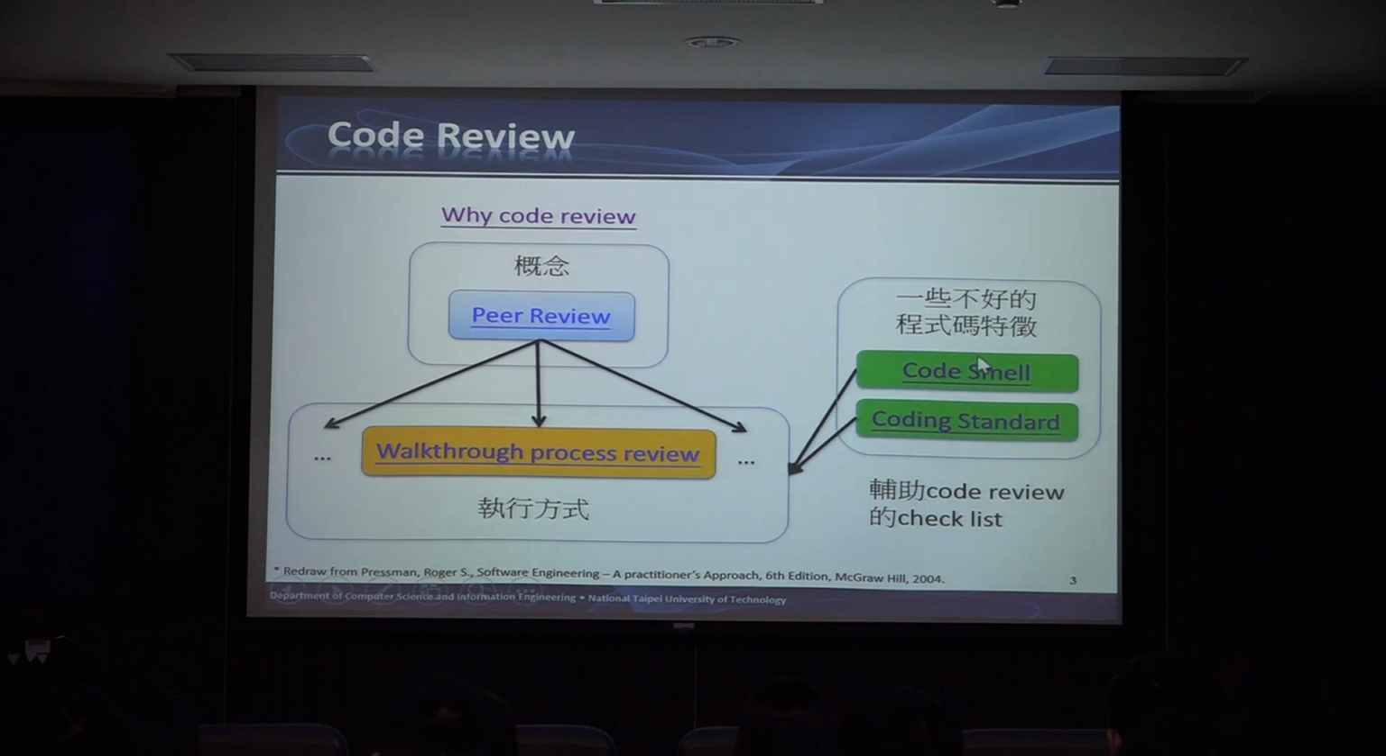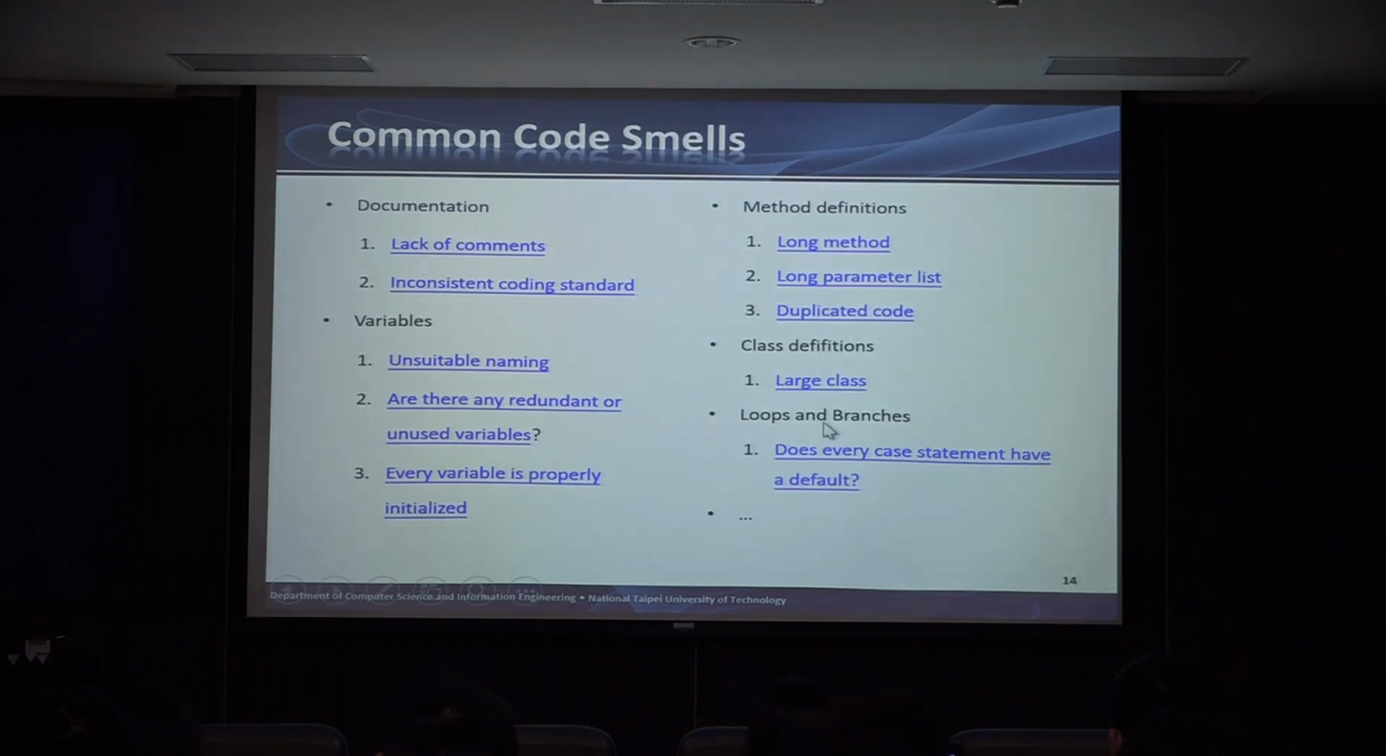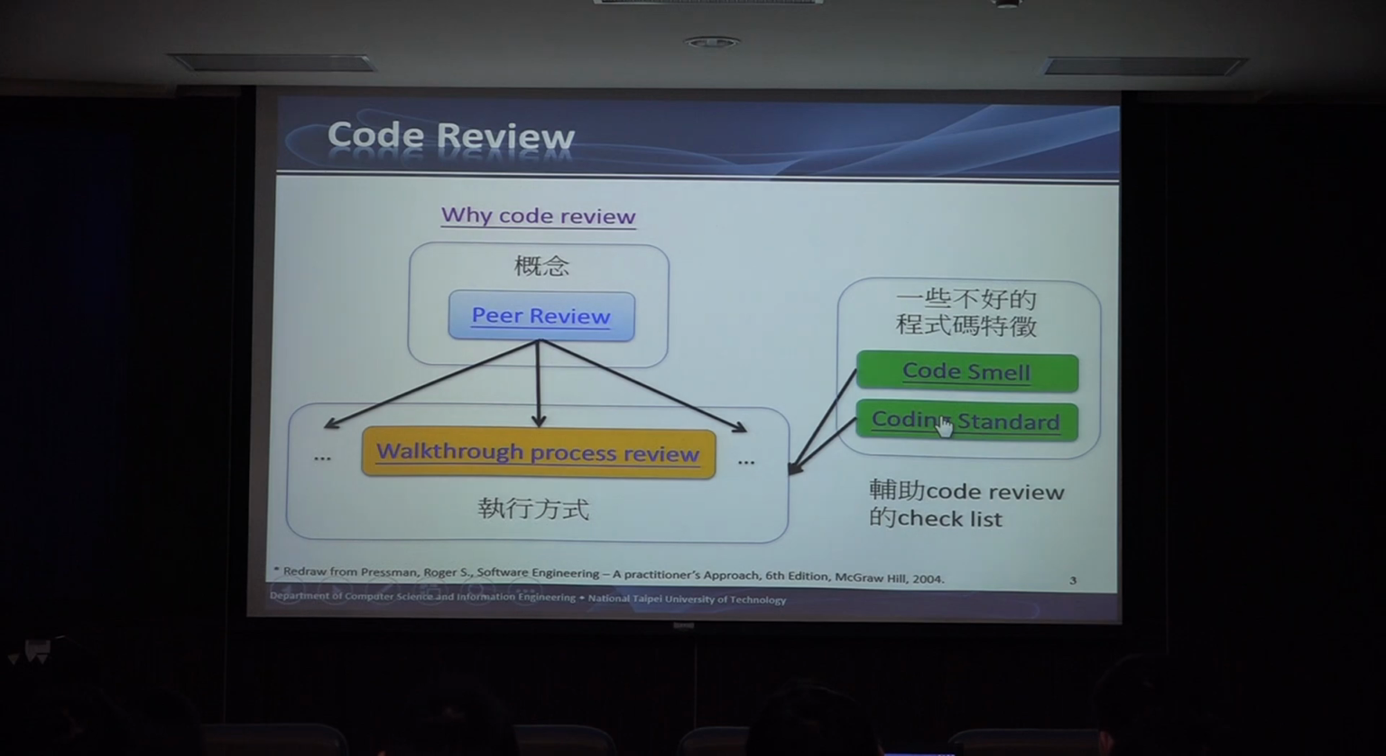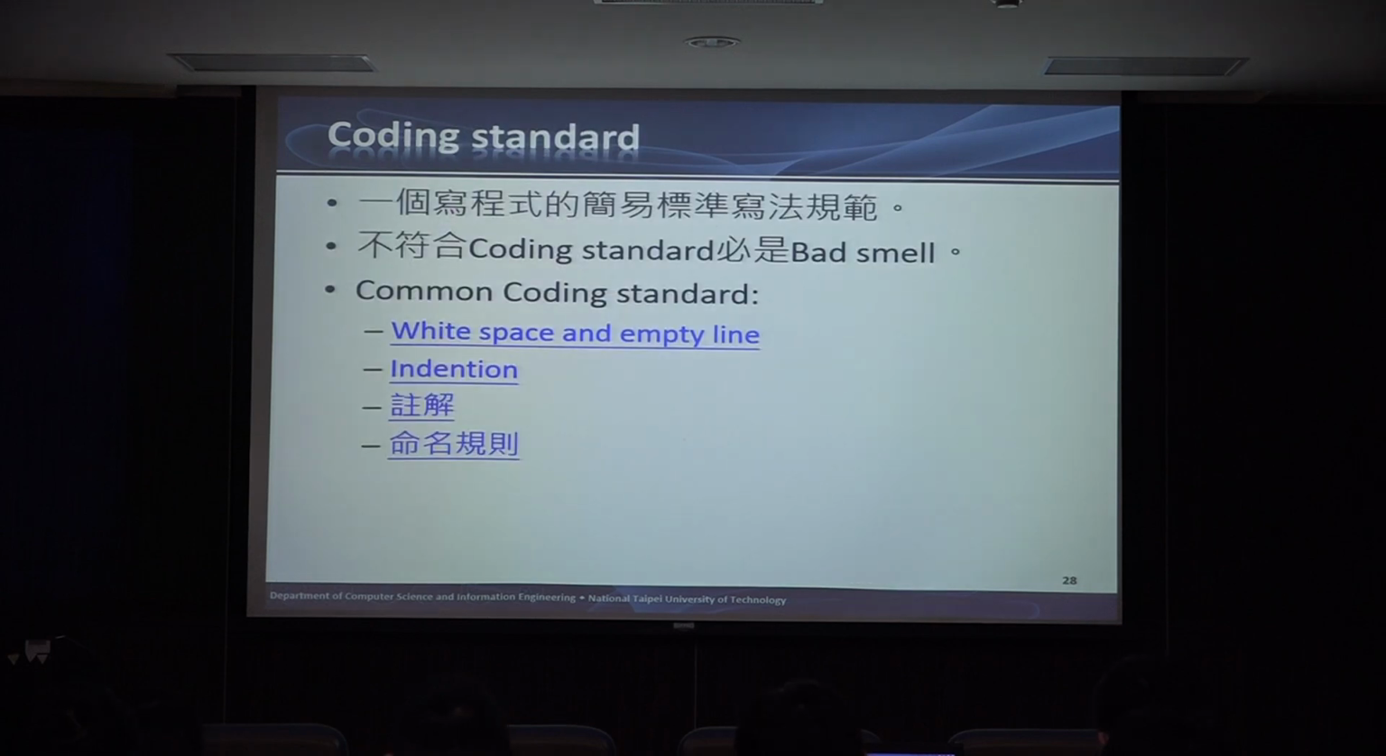And we think these 11, documentation and unsuitable naming, are the top 3. Top 3 require further exploration. What do I call coding standards? I want to look at the coding standard first, then I come back to code smell. Code smell is a bigger picture, which consists of the coding standards. So let's look at the coding standards.